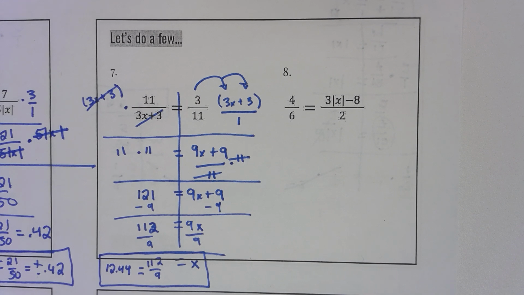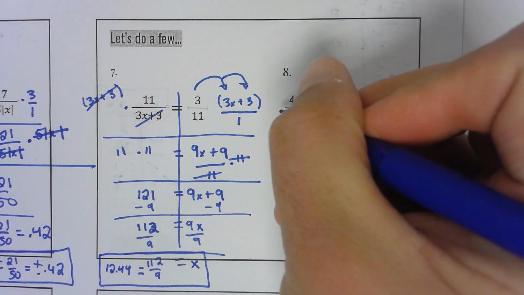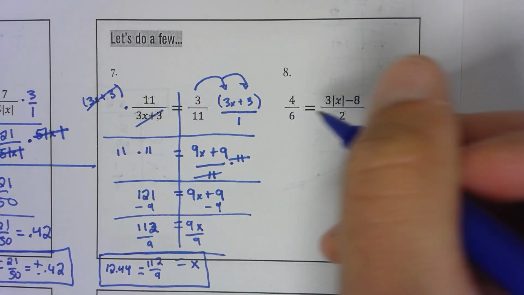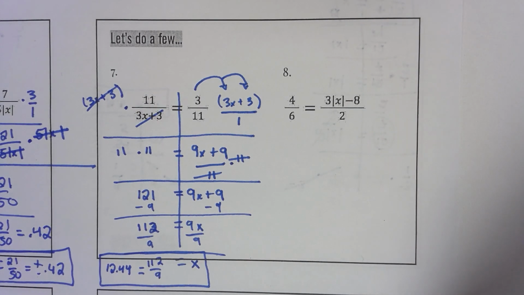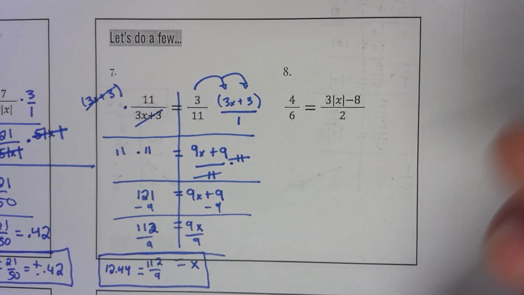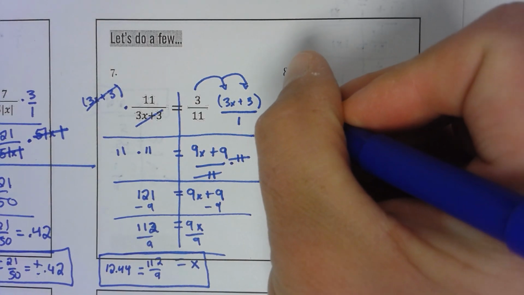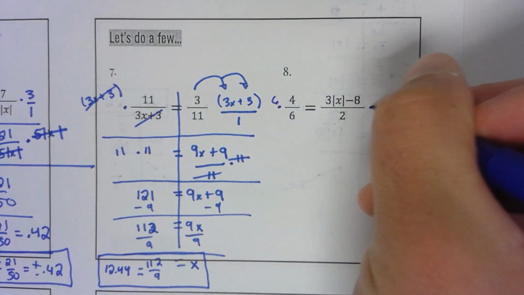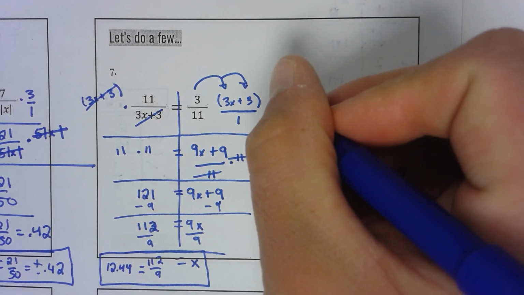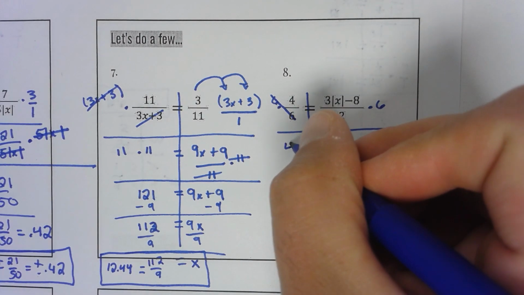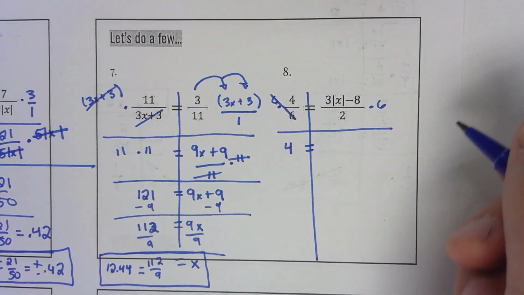For number 8, again, we need to get rid of the division, and we want to get rid of it in both places. So maybe I start, and it doesn't matter which division I'm getting rid of first. I can multiply both sides by 2 first, or multiply both sides by 6 first. The order doesn't matter, so I'm going to pick multiplying by 6. So the dividing by 6 goes away, and I have 4.